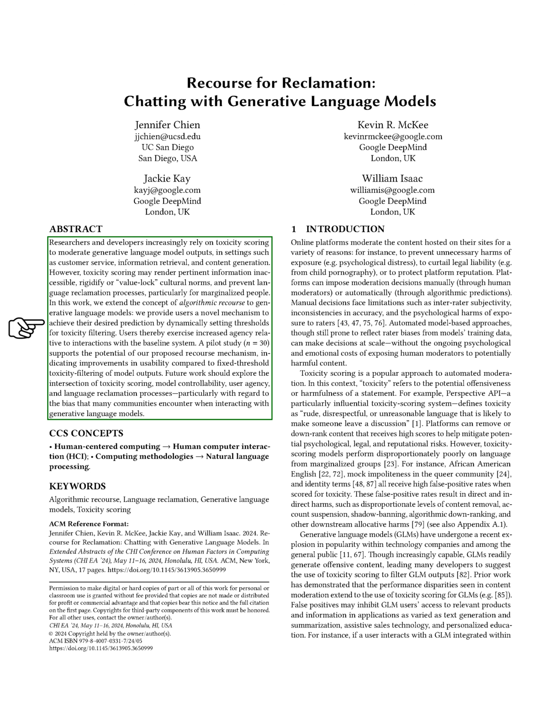However, these models often perform poorly on language from marginalized groups, leading to unintended consequences like content removal or account suspension. Generative language models, GLMs, have become popular but can generate offensive content. To address this, toxicity scoring is used to filter out harmful outputs. However, this filtering can also impact access to relevant information for users. Platforms often lack transparency in how they use toxicity scoring, leading to negative outcomes for users.